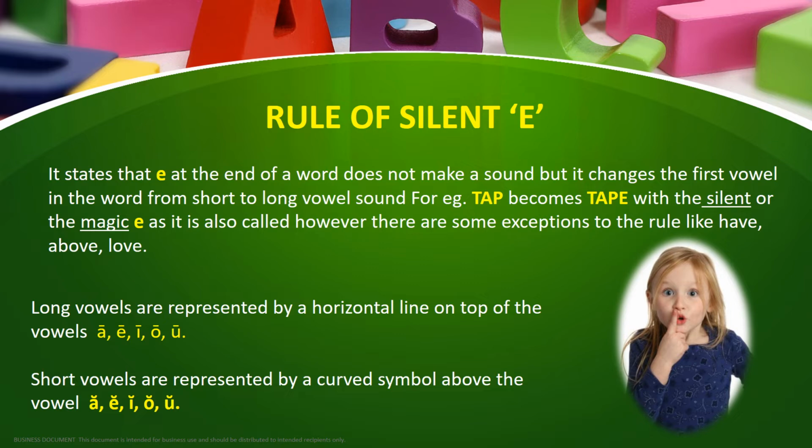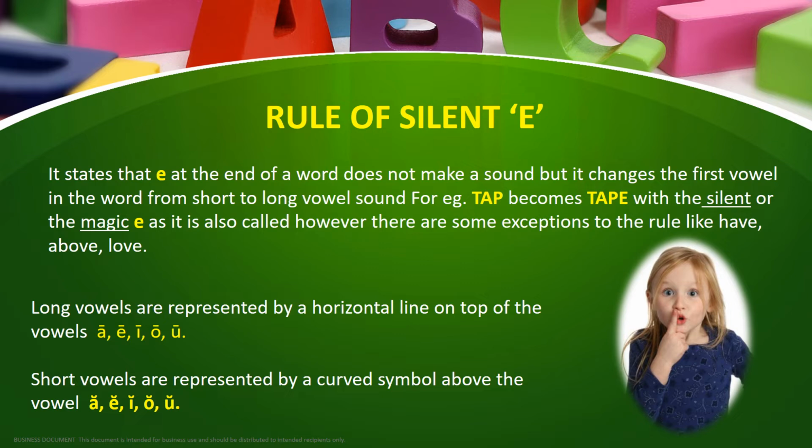As in the word cute, C-U-T-E, cute. So here there is a silent E and the U should also have a horizontal line on top of it, telling us that U will be pronounced as U. Okay, so long vowels are represented by a horizontal line on top of the vowels, whereas short vowels are represented by a curved symbol above the vowel.